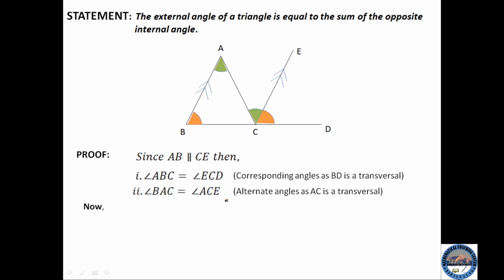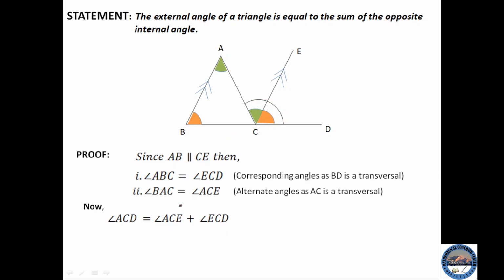Now, angle ACD. Where is angle ACD? ACD is this angle here. We can see from this diagram itself that this whole angle is nothing but the sum of angle ACE and ECD. So that is what we are going to write: the whole angle ACD is equal to angle ACE plus angle ECD.